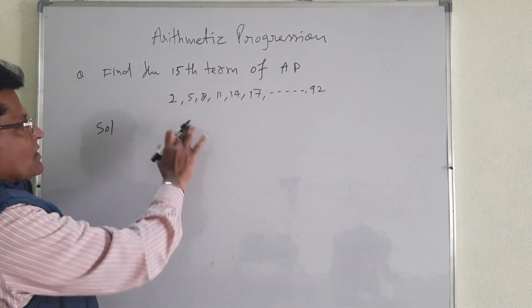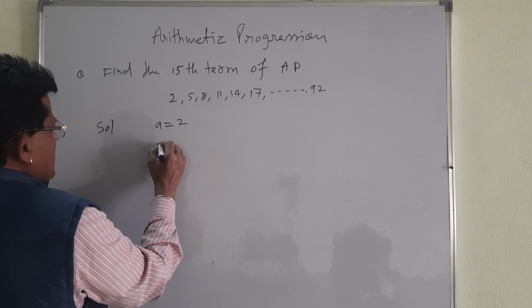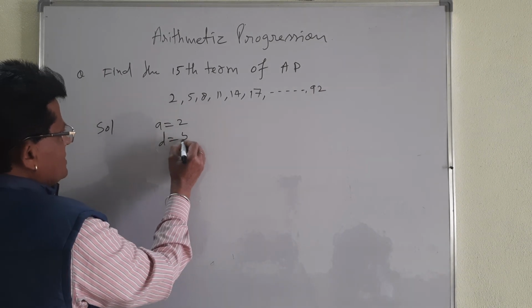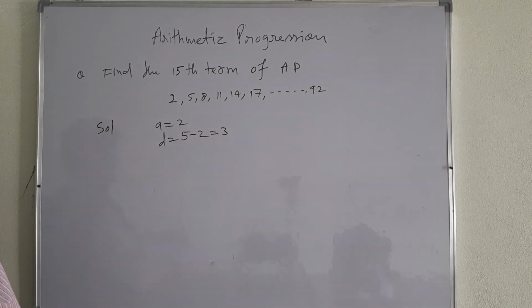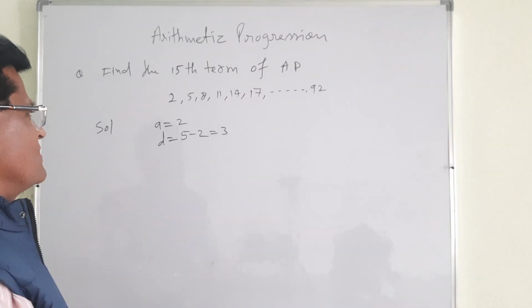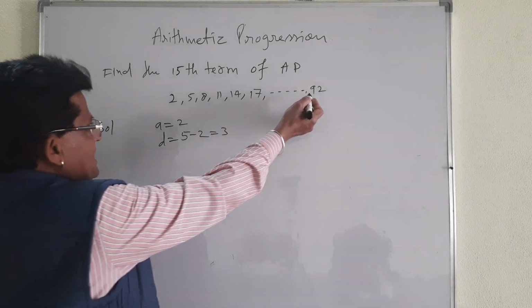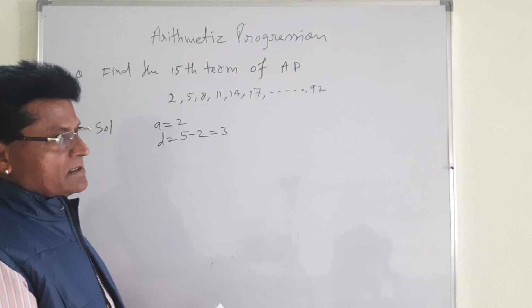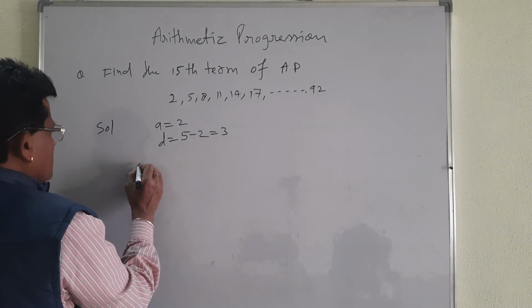You see the first term is 2. After that you will have to find out the common difference. The common difference is second term minus first term, 5 minus 2, that will be equal to 3. This is the common difference, which is denoted by d. You must be familiar with that. And the last term is what? The last term is 92. But here the last term is not required. I am going to find out the 10th term from the beginning.